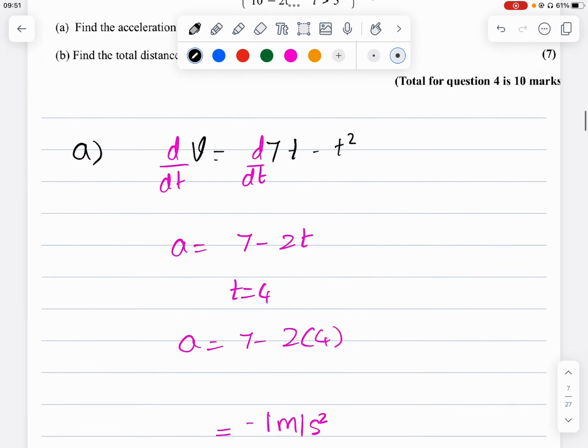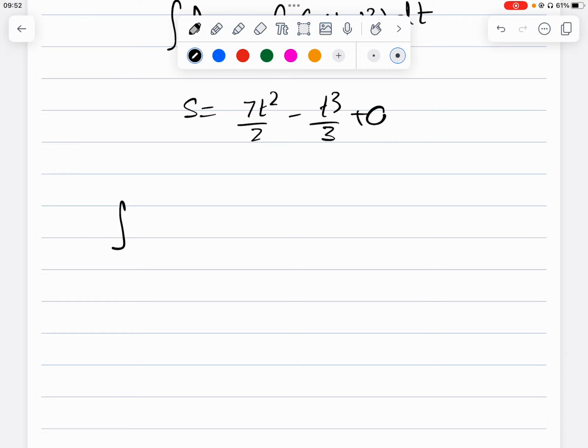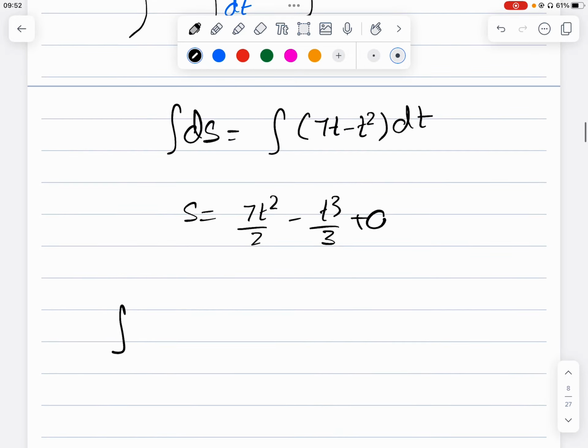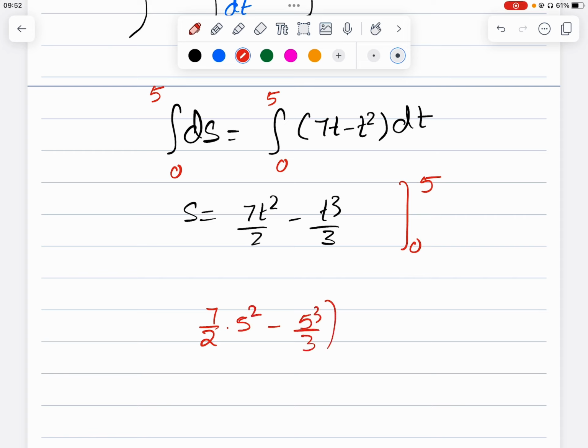Now this equation I should be using only for the first 5 seconds. So therefore I have to find the distance between the first 5 seconds. So I will apply the limits 0 to 5. When I'm applying the limits, no need to write c. So plug in 0 to 5. When I plug in 5, it becomes 7 upon 2 times 5 square minus 5 cube upon 3 minus 7 upon 2 times 0 square minus 0 cube upon 3. Simplify that, 275 upon 6.